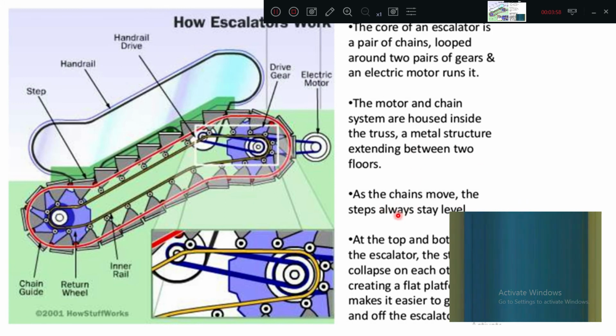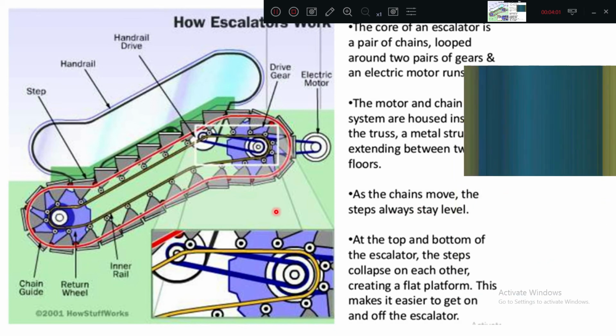As the chains move, the steps always stay level. As this chain is continuously moving, the arrangement is made such that these steps always remain horizontal. At the top and bottom of the escalator, the steps collapse on each other, creating a flat platform, to make it easier to get on and get off.